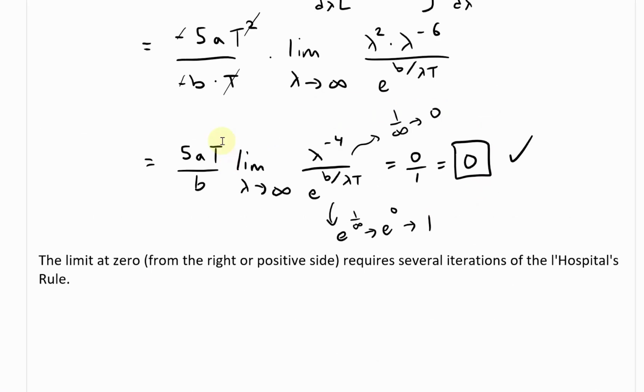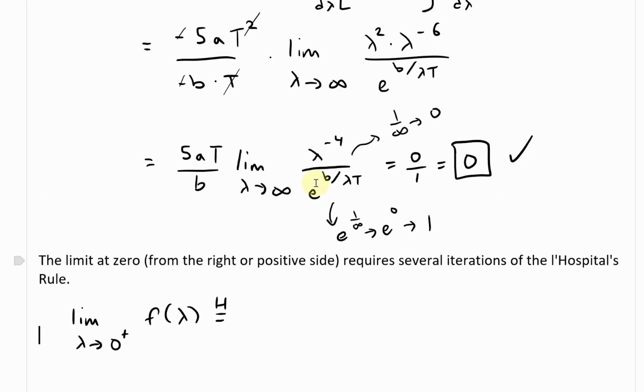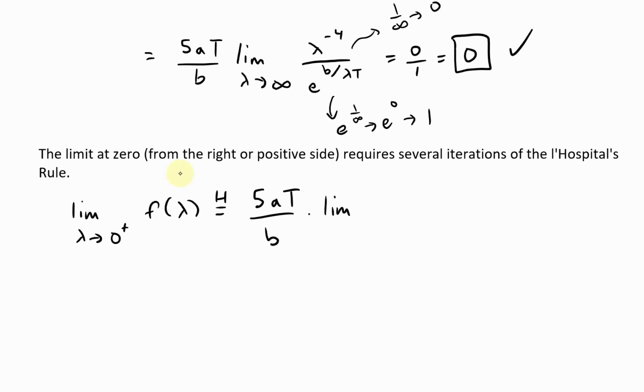So we'll start off where we ended off over here. We're going to go limit as lambda approaches 0 plus, from the right side, of f of lambda. This equals, well, we'll put the h in there, and start off where we left off here. So this is going to be 5at over b times the limit, instead of infinity, as we go to 0 plus, of lambda to the negative 4 divided by e to the b over lambda t.